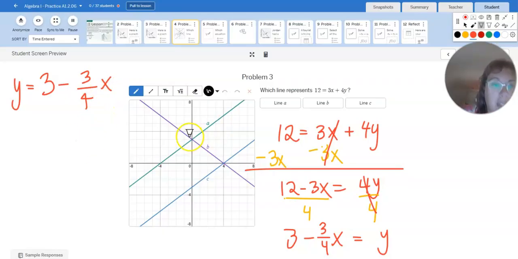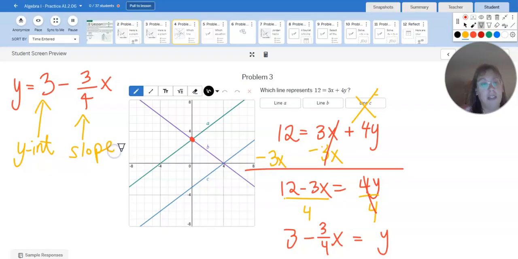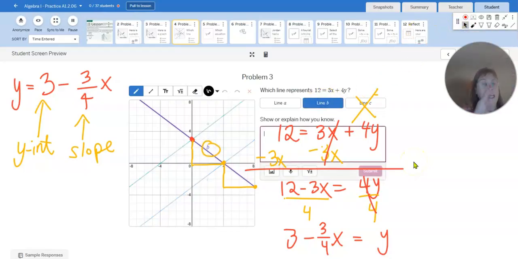So 3 is our y-intercept right here. So we know that it's definitely not line C. And the slope is negative 3/4. So we have a negative slope. So it's going down 3 and over 4 to get to that next point. Down 3 and over 4. So that is line B. And using what we just talked about in my explanation, you can show or explain how you know that it's going to be line B. And then push ahead to slide 5.